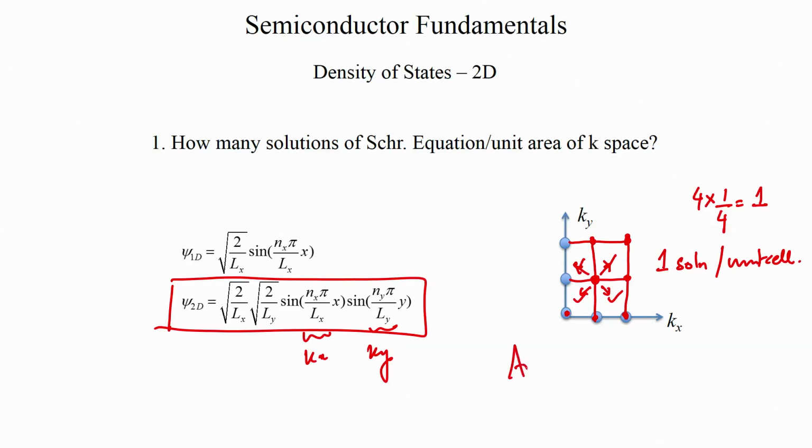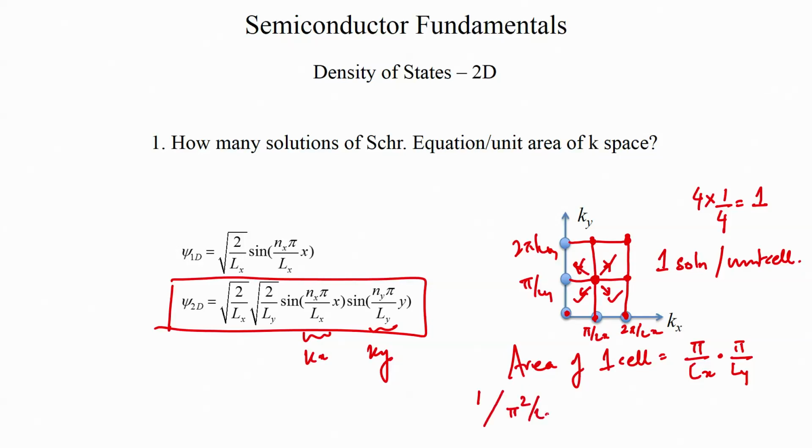And what is the area of 1 unit cell? These points are all pi by Lx, 2 pi by Lx and so on, and pi by Ly, 2 pi by Ly and so on. So the area is pi by Lx into pi by Ly. So that is the area of 1 cell, and therefore the number of solutions per unit area is going to be simply 1 divided by pi square by Lx Ly, which is Lx Ly by pi square.